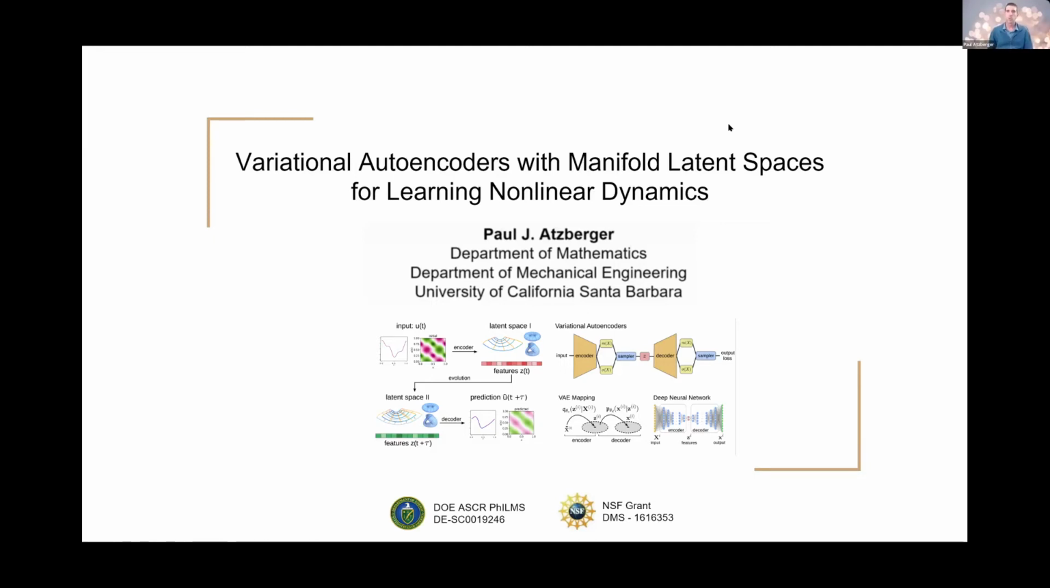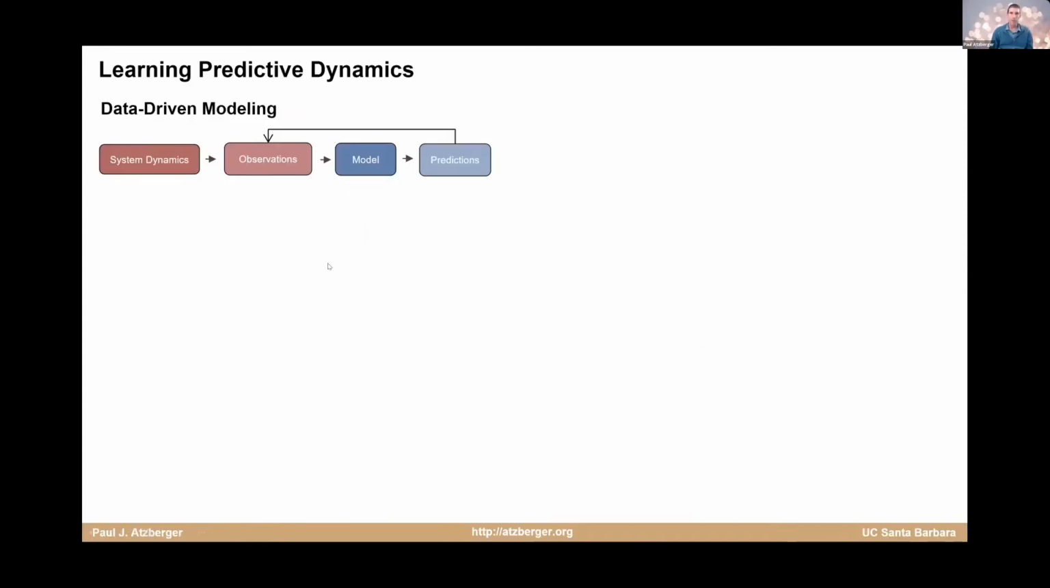Learning representations for nonlinear dynamical systems. In particular, one of the things that we want to discuss is ways in which we can incorporate some sort of prior topological or geometric information in the representation. So let me talk a little bit about the challenges of developing data-driven models.